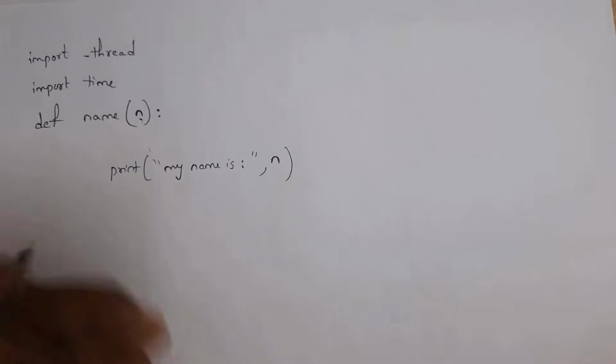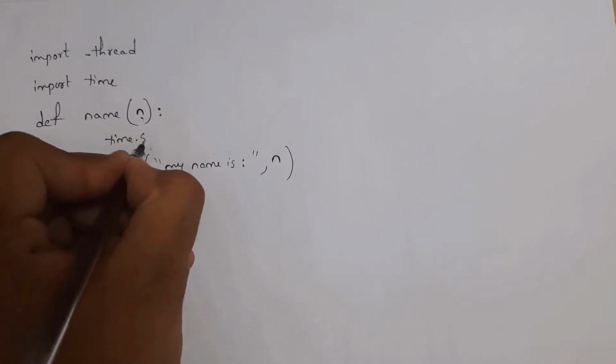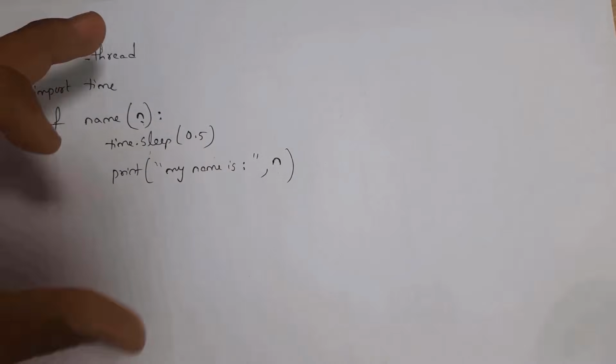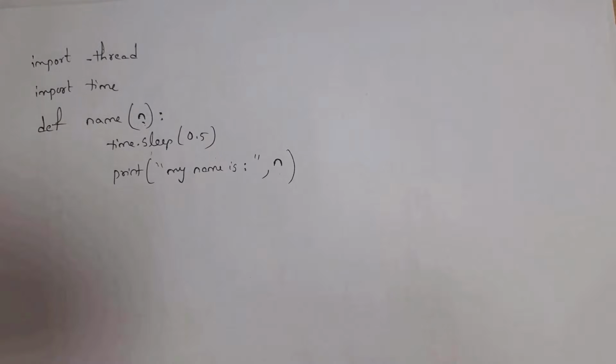But before this, I am writing here time.sleep(0.5). That is nothing but whenever I execute this program, it will not display output directly. After a 0.5 seconds gap, it will display this output. So I wrote here time.sleep(0.5).